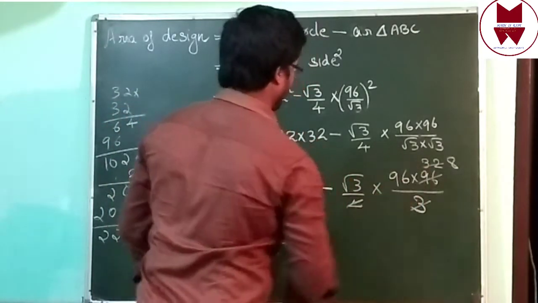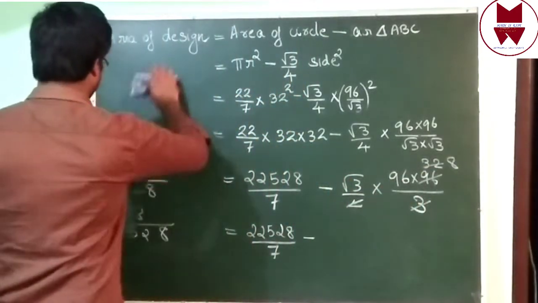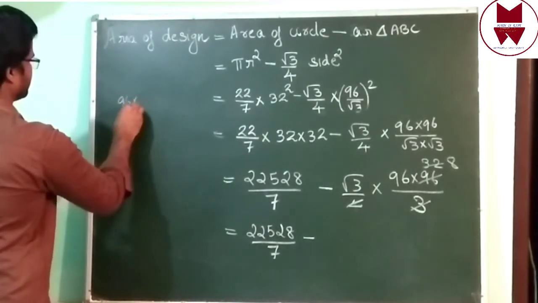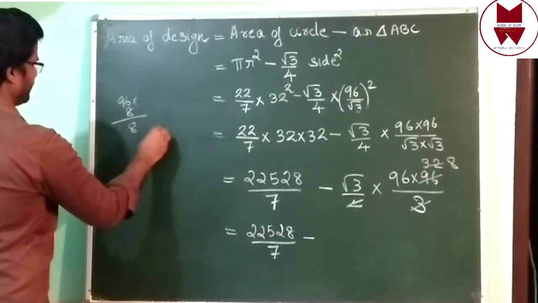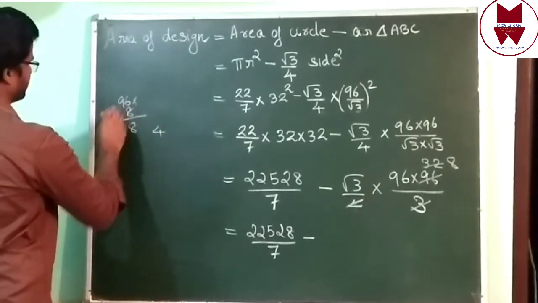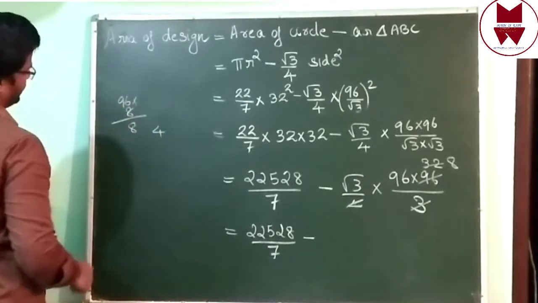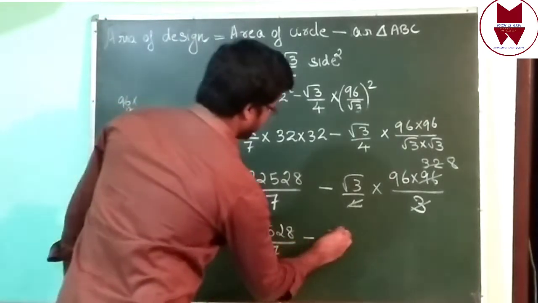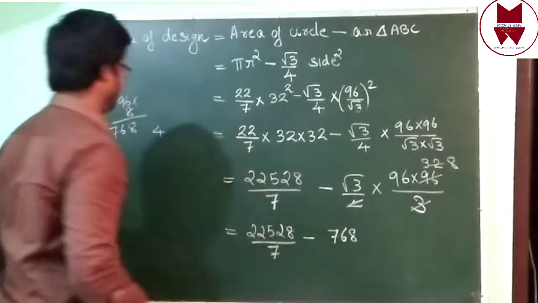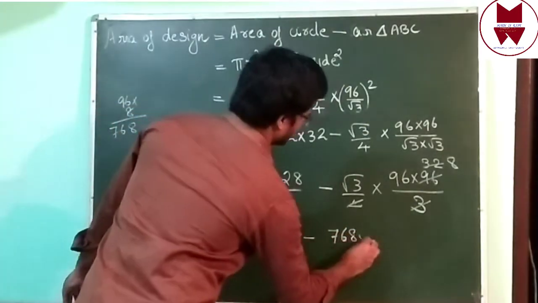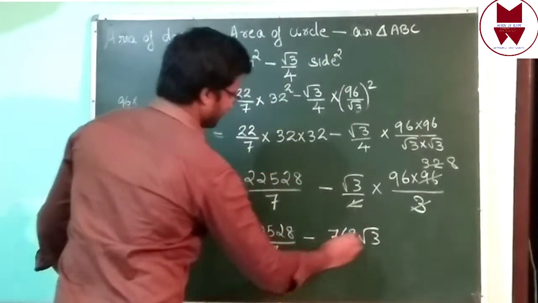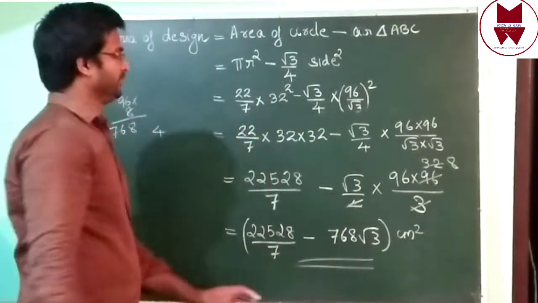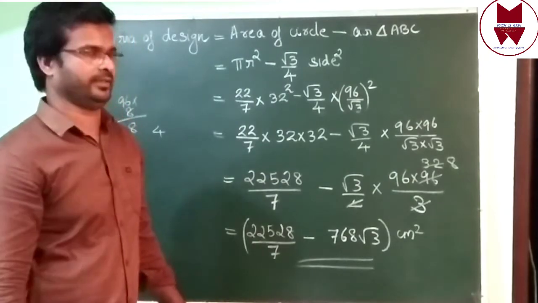96 into 8, multiply 96 and 8: 48, 4, 9 into 8, 72, 76, 768, 768 root 3 centimeter square. This is our area of design.